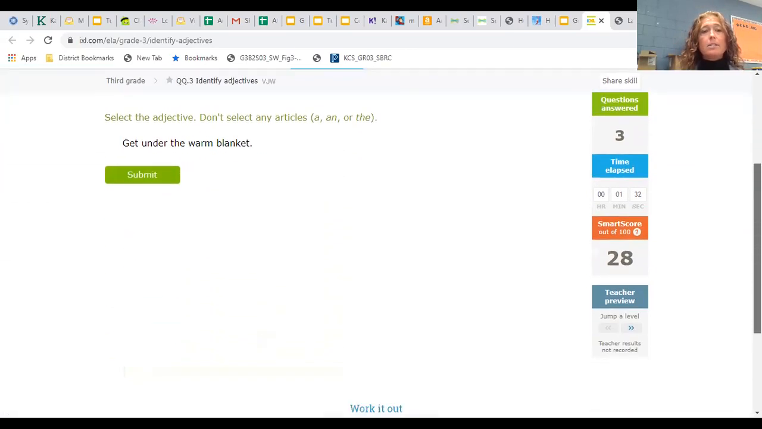All right, the next one says, get under the warm blanket. In the sentence, our noun is the word blanket. The word that describes the blanket is warm. It's not only a blanket, but it is a warm blanket. So warm is the adjective.